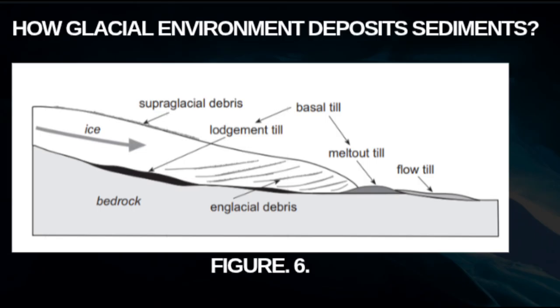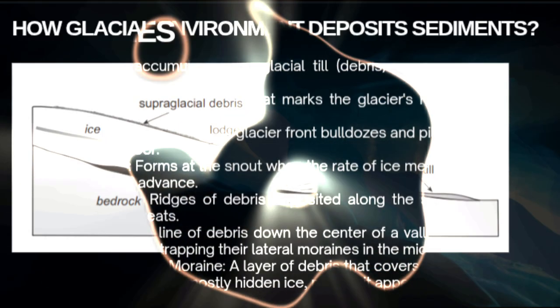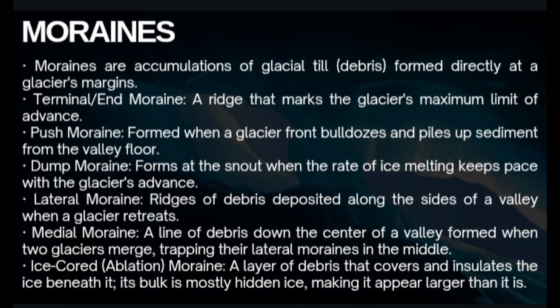And now, let's move on to the moraines. When till is deposited in specific landforms, we call them moraines. These are ridges or piles of glacial debris. Moraines are accumulations of glacial till or debris formed directly at a glacier's margin. Several different types of moraine can be recognized.